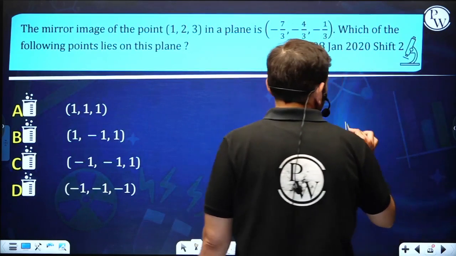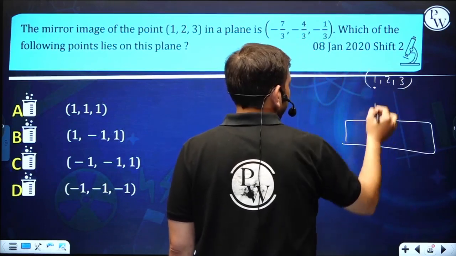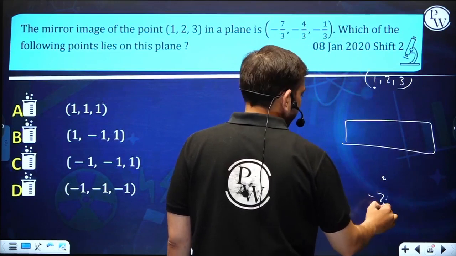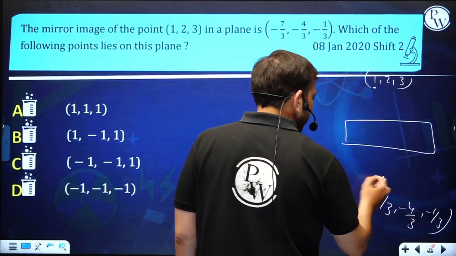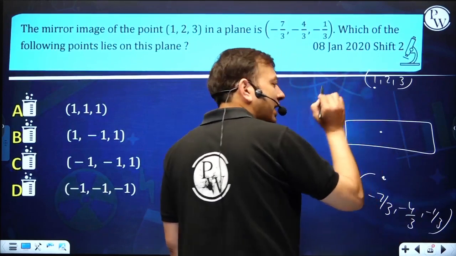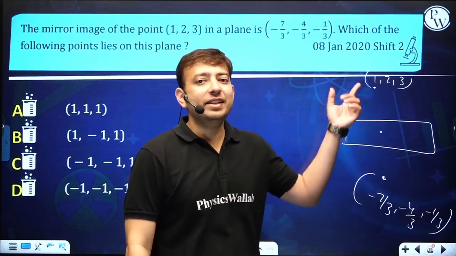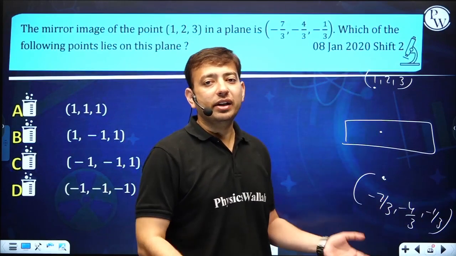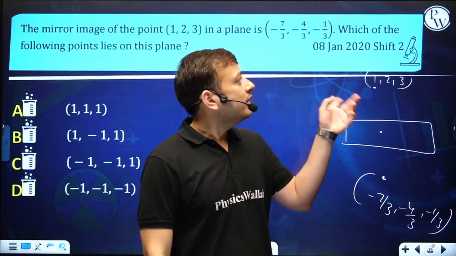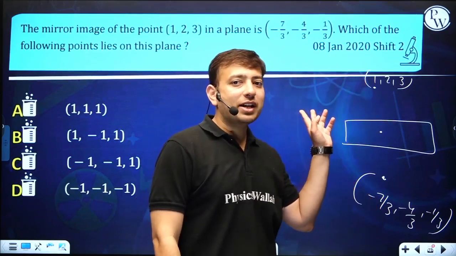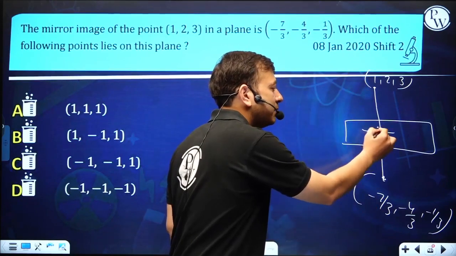Now, students will feel that it is tricky, but this is not tricky. The point (1, 3, 2), its mirror image is (minus 7 by 3, minus 4 by 3, minus 1 by 3). Sir, their midpoint will lie on the plane. It is the same thing as the plane bisecting the two points perpendicularly. That's it. The same question already came in 21. In 20 also, in one of the shift papers I have shown you. Now again, same paper, just the wording changes.